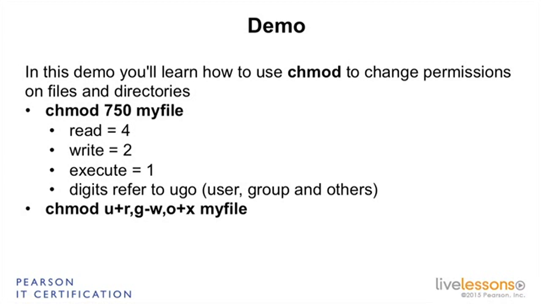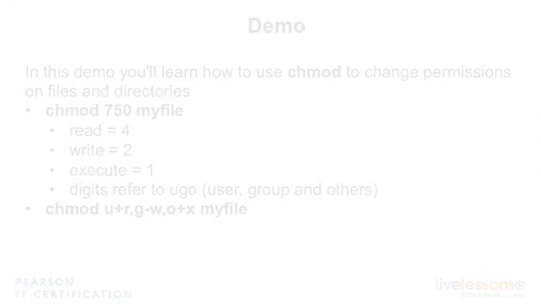You can do it in an alternative way as well, by using chmod u plus r, g minus w, o plus x on my file. That is a relative mode, but I wouldn't recommend using that because it's confusing, and if you use the absolute mode that is using the digits, it's much more clear what exactly you want to accomplish.